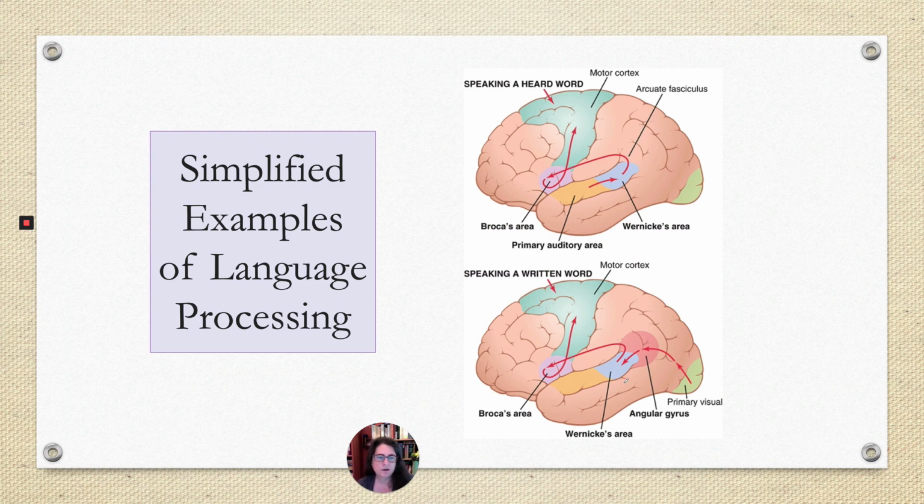On this one, we have speaking a written word. If you were asked to read a word on a page, you'd see it in your occipital cortex, then interpret it in your angular gyrus first. The angular gyrus seems to be important for another extra step for reading, and then to Wernicke's area for understanding. The same is true the rest of the way, where you go to Broca's and then the motor cortex to say the word you read.